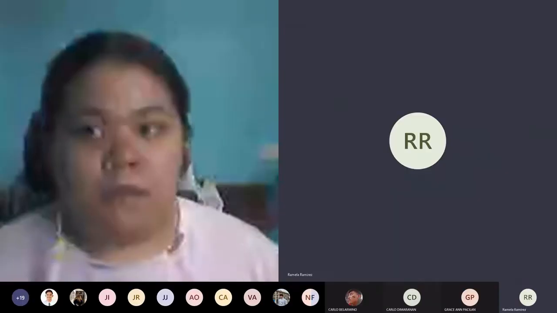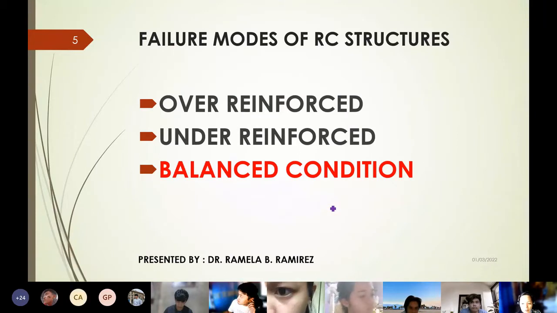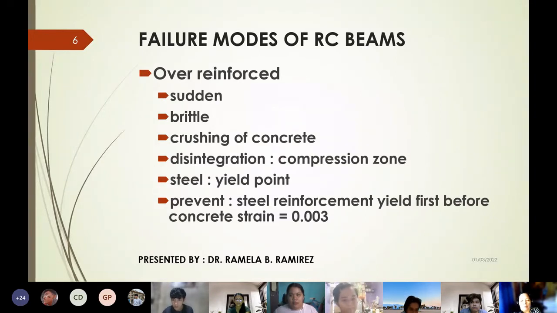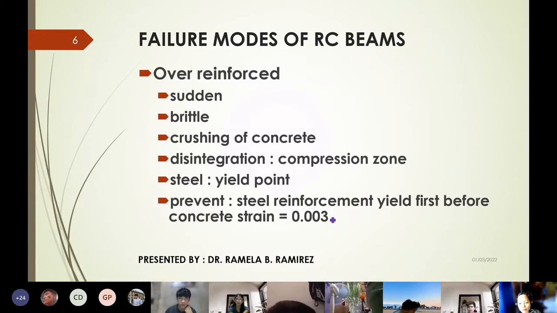Once you have decided that you are going to design on the balance condition, this is how the beam will fail. For over-reinforced, meaning the failure is sudden, there will be a brittleness in the property of the concrete. There is a crushing of concrete, nagkakaroon ng disintegration in the compression zone, while the yield point of the steel has not yet been achieved. Therefore, to prevent this, the steel reinforcement should yield first before you achieve the concrete strain of 0.003.